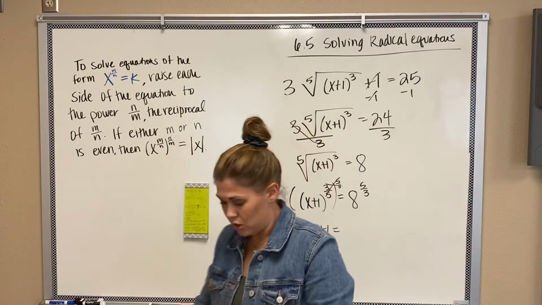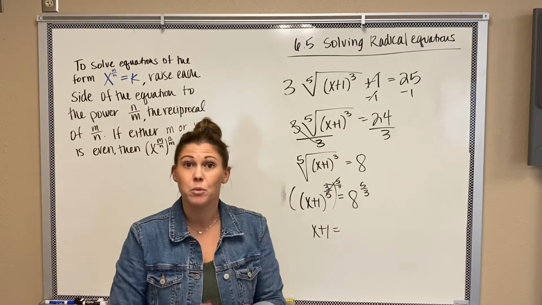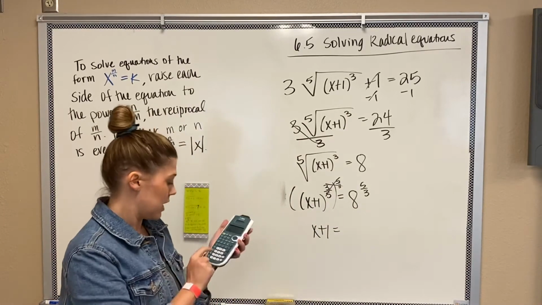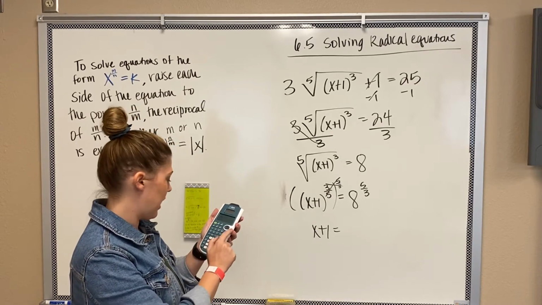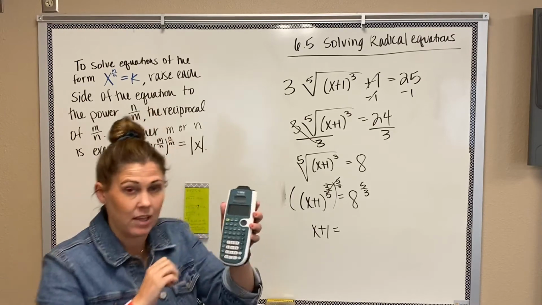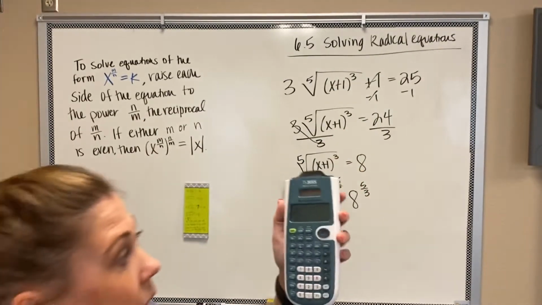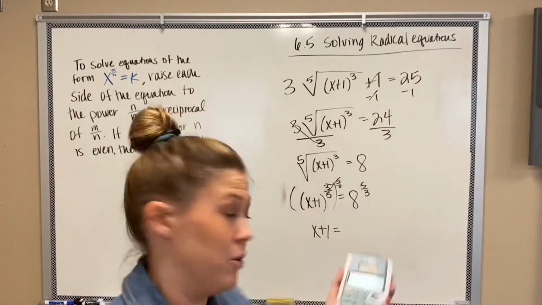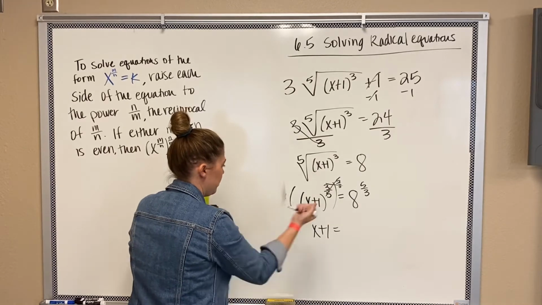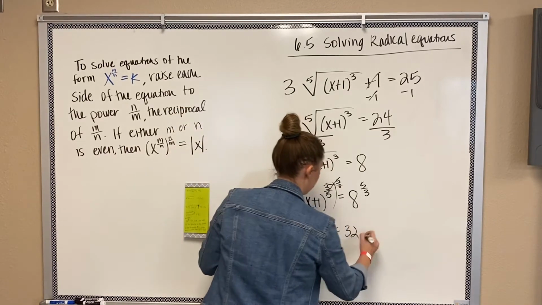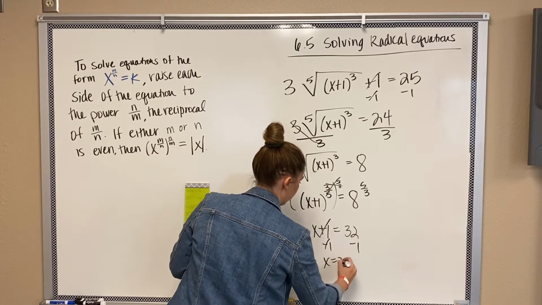Okay, if you use Desmos, the scientific calculator, I would go over that with you, but my smartboard. So we're just going to take 8 and raise it to the 5 over 3 power. In Desmos, you can see 8 to the 5/3 power is 32. So we have x plus 1 is equal to 32. Subtract 1, we get x is equal to 31.